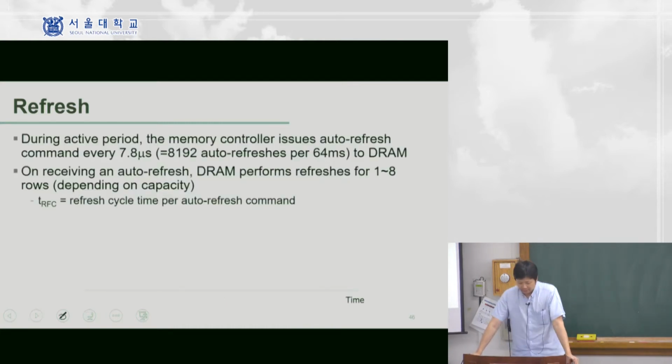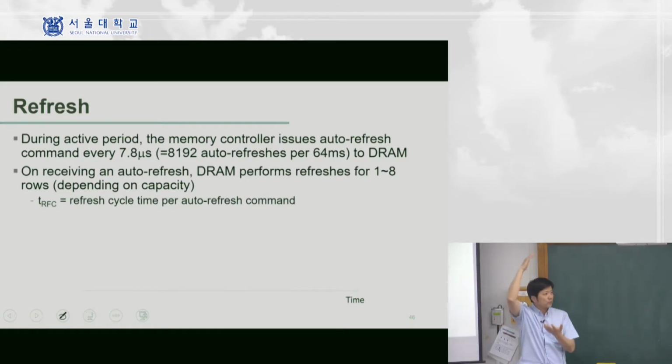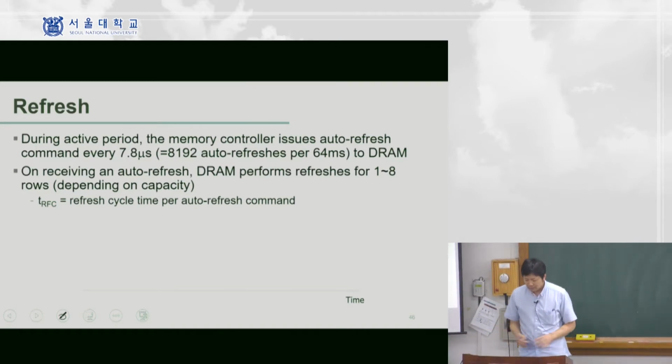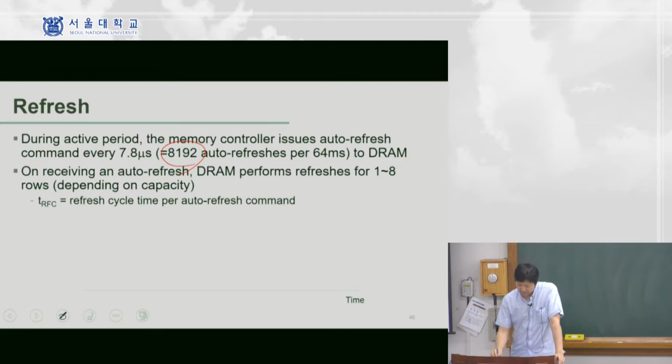So during the active period, the controller issues an auto refresh command every 7.8 microseconds. Why is it so? Because as I said, you need to refresh all the rows every 64 milliseconds, right? So let's say you can issue 8,192 refresh commands every 64 milliseconds. Then you can calculate the interval between two adjacent refreshes, right?